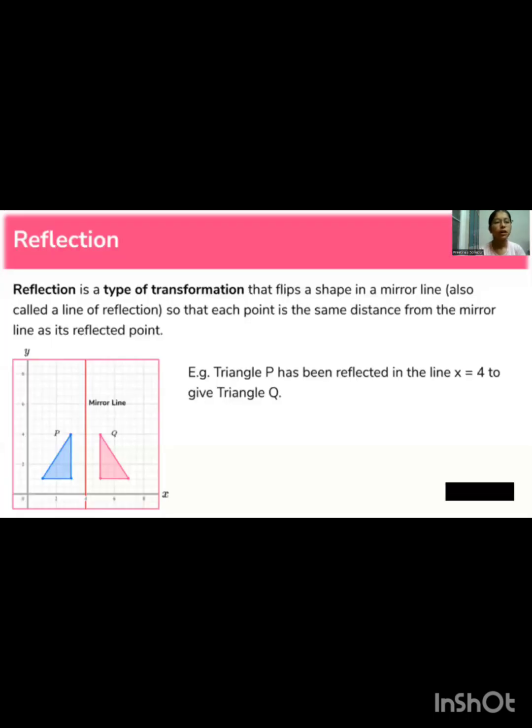Reflection. Reflection is a type of transformation that flips a shape in a mirror line, also called a line of reflection, so that each point is the same distance from the mirror line as its reflected point. Example: triangle P has been reflected in the line x equals 4 to give triangle Q.